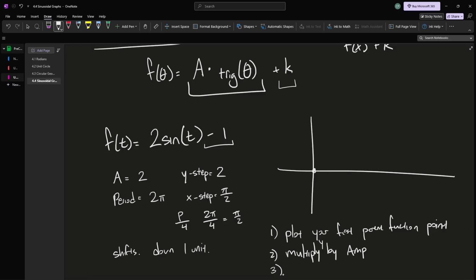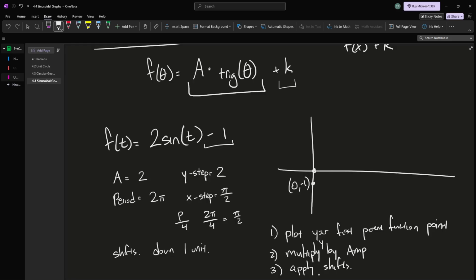And now finally, we want to apply shifts. I'm horizontally not shifting, but I'm going down 1 unit vertically. And now that is my point, (0, -1).